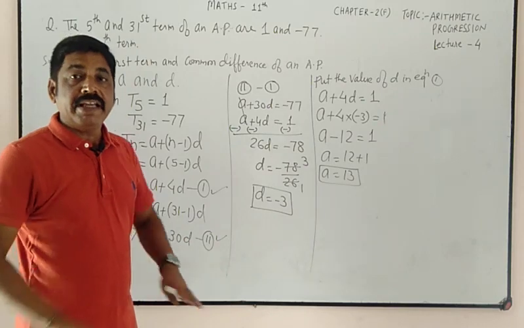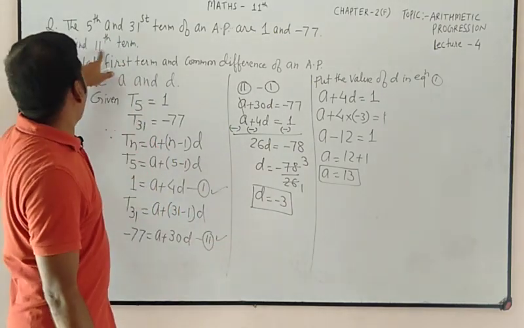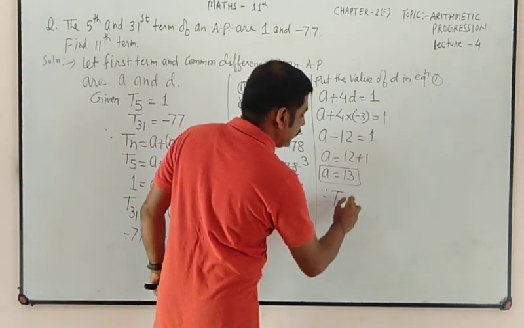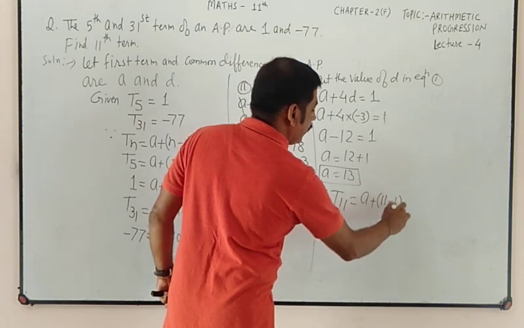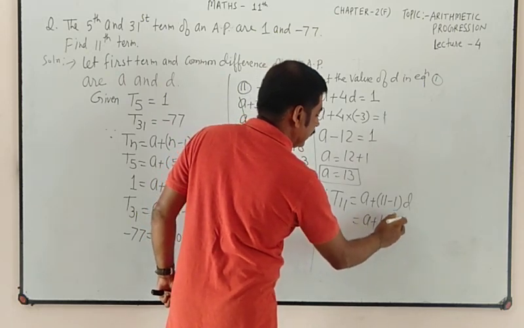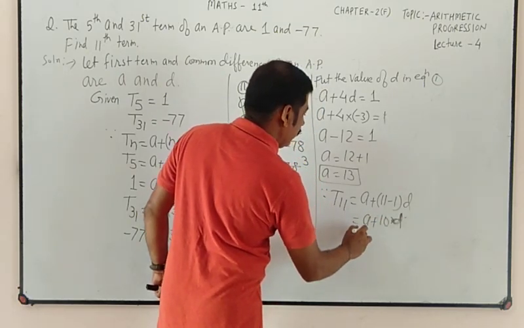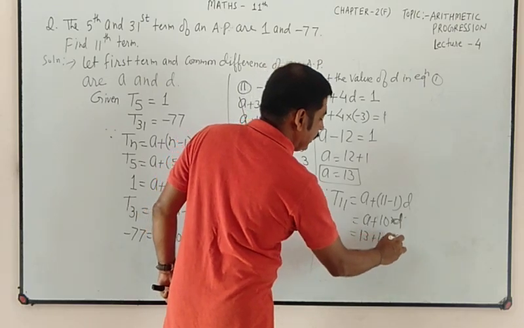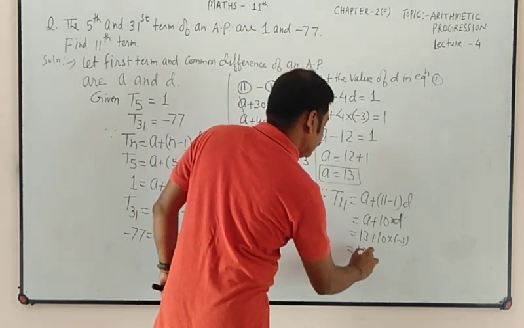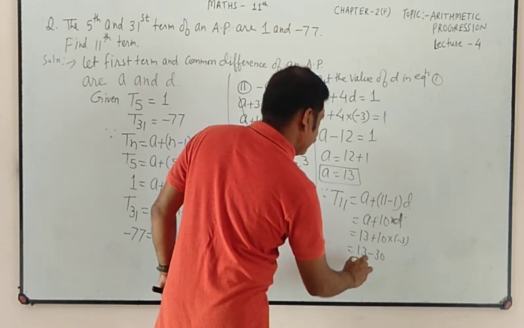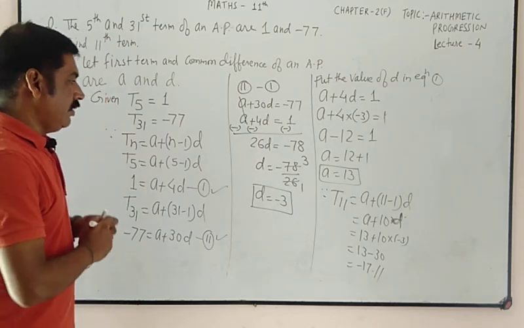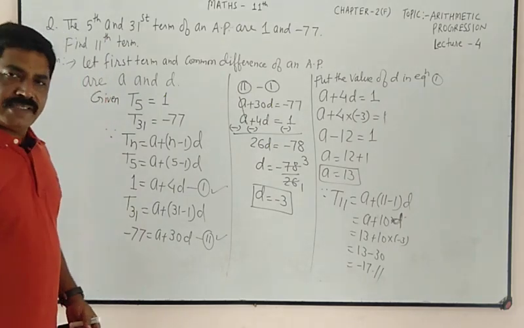Now we can easily find any term of the series. But we have to find in this question the 11th term. Since T11 is equal to a plus 11 minus 1 into d. So a plus 11 minus 1, 10 into d, right? So the value of a is 13, 10 and d is minus 3. Clear? So 13 minus 30 is equal to minus 17. Clear? So the 11th term is minus 17.